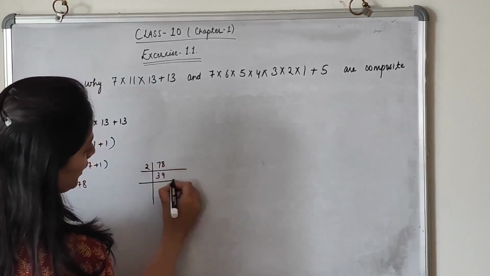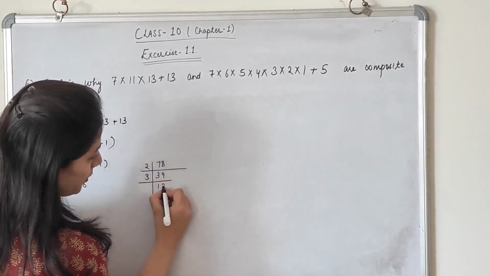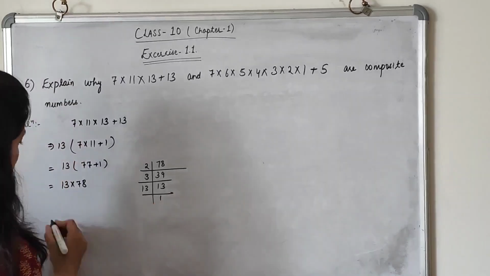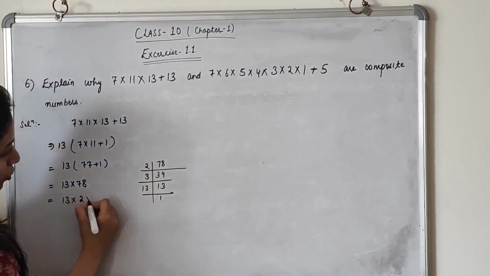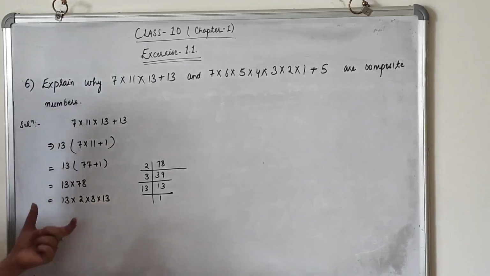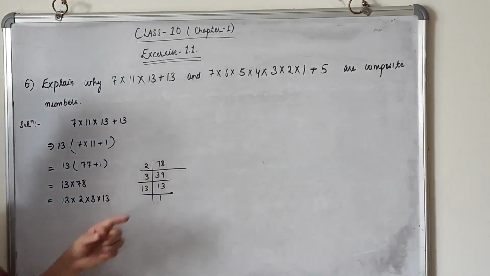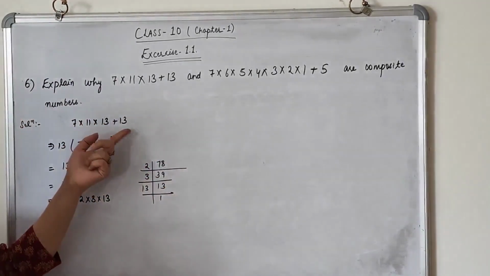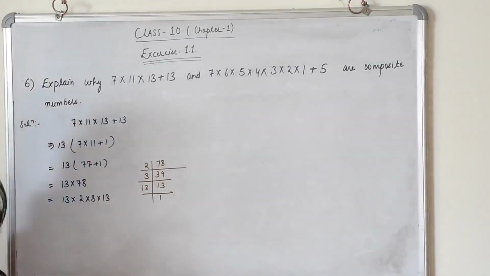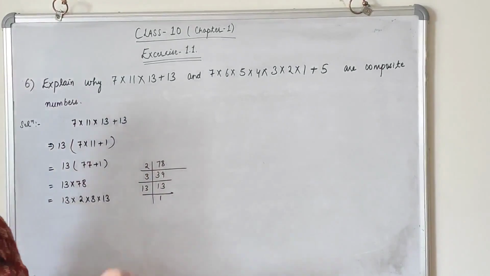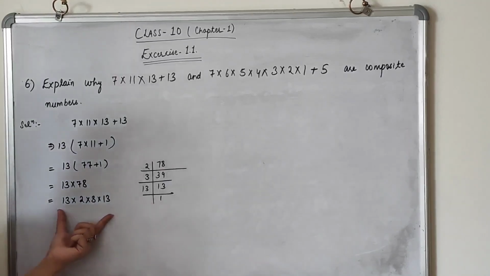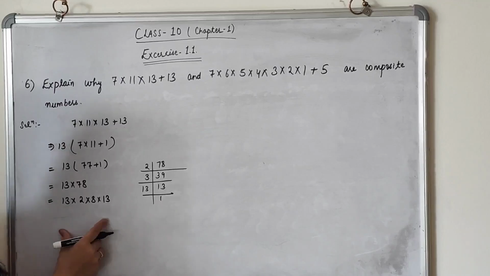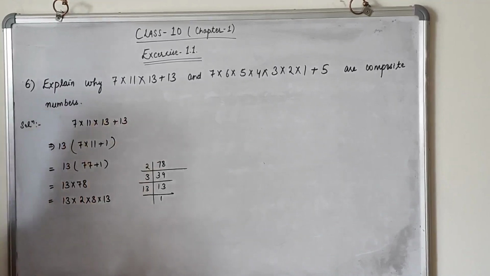2, 39. 39 is divisible by 3, which is 13, and 1. The prime factors of 78 are 2 × 3 × 13. So what are you finding here? As the question is asking, is this a composite number? What was the definition of composite numbers? Composite numbers are the numbers which have more than 2 factors. So in this result, we have more than 2 factors. So we can say that this number is a composite number.